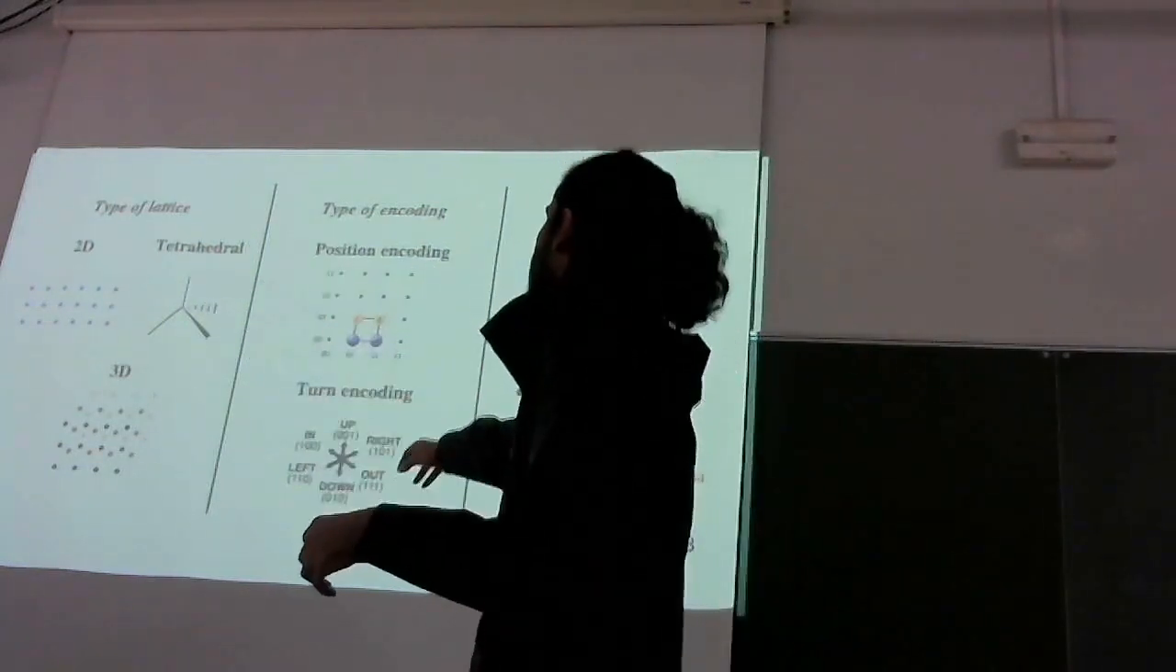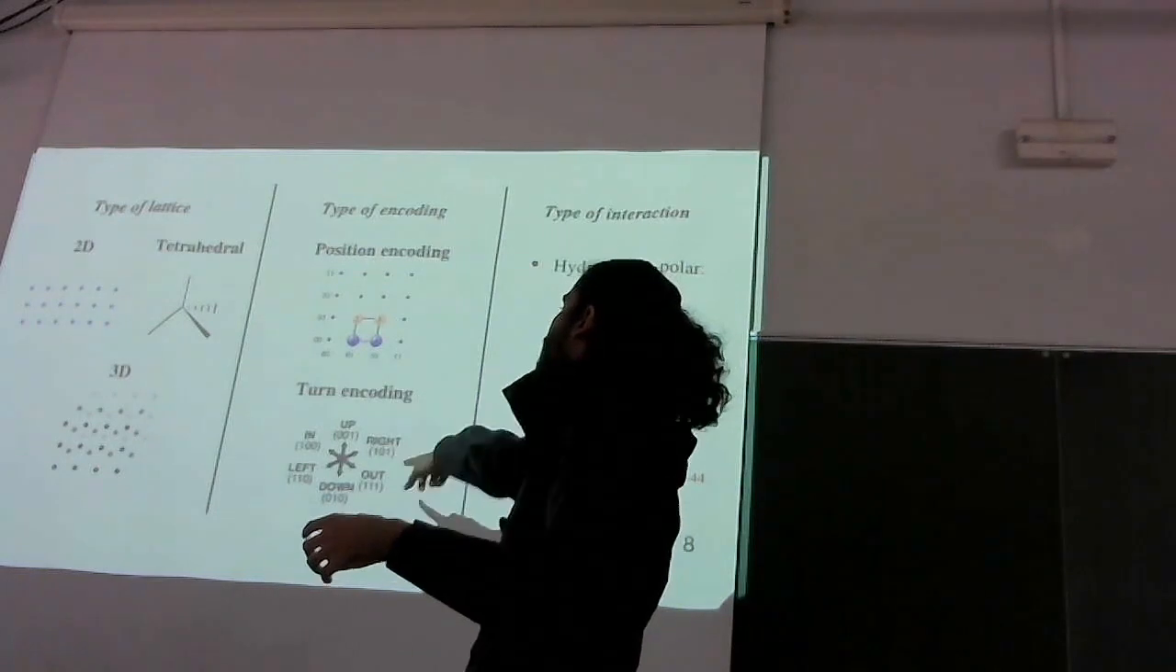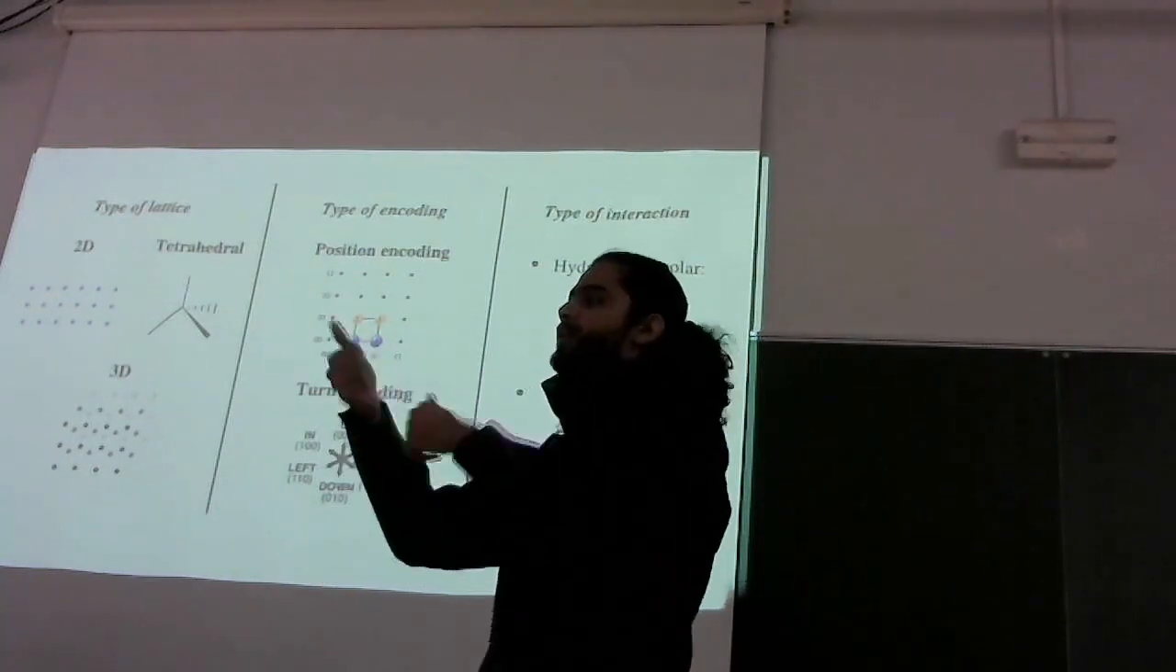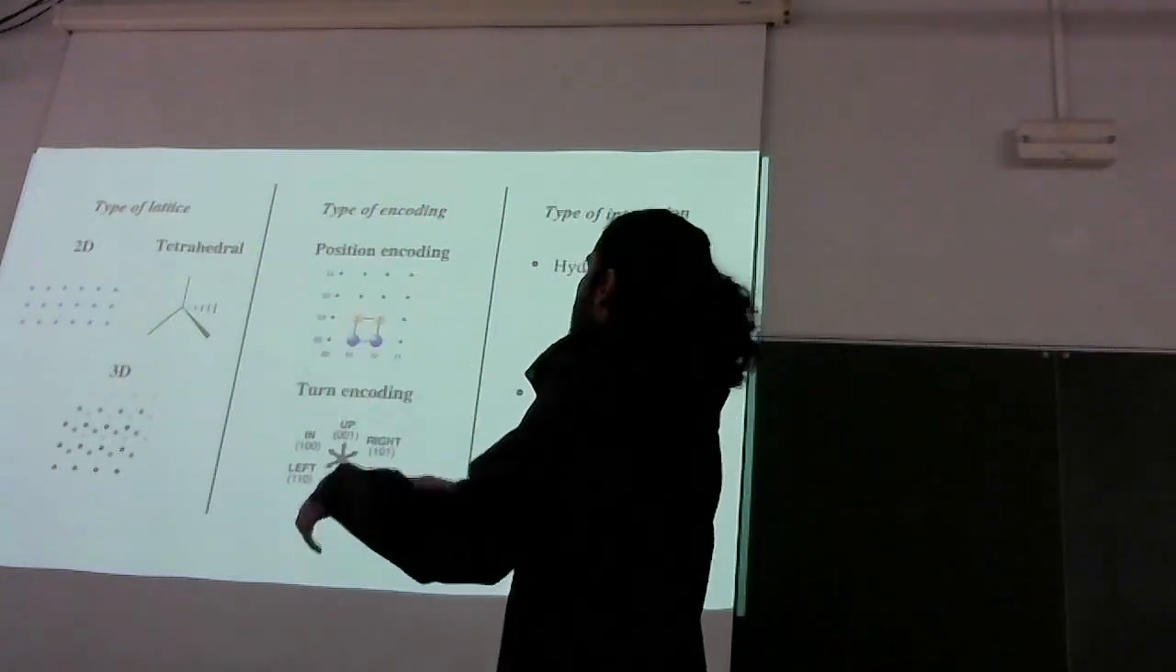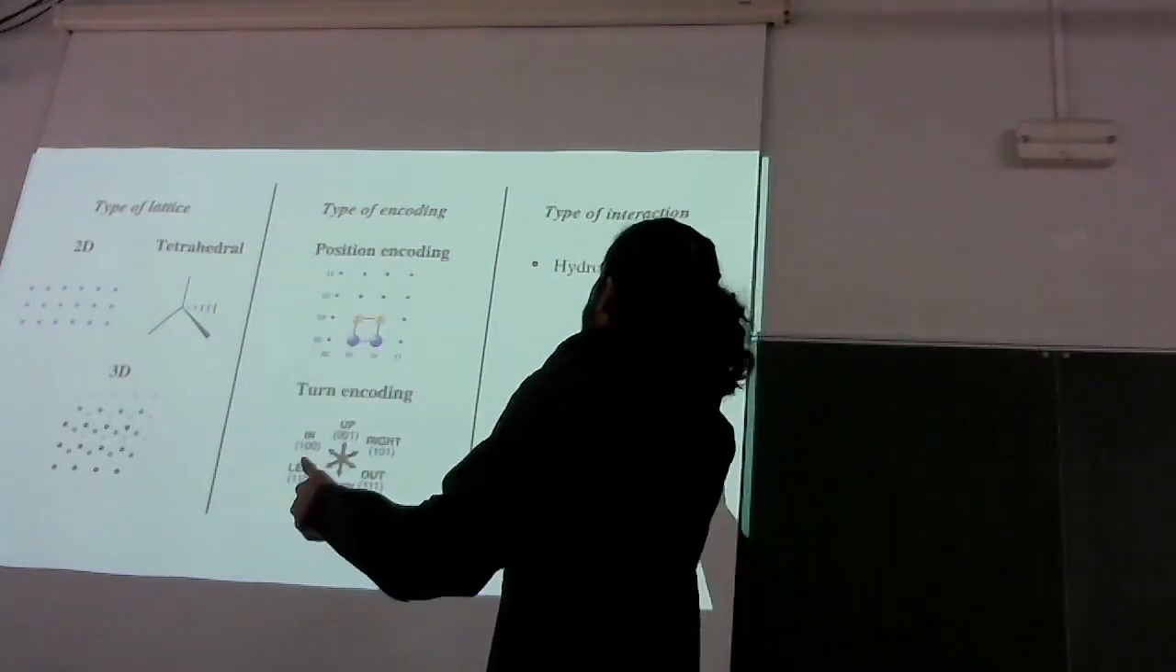So the first one is the position encoding, the second one is the turn encoding. You just encode the turns each amino acid takes, and you can select any one of them, and then there are types of interactions.